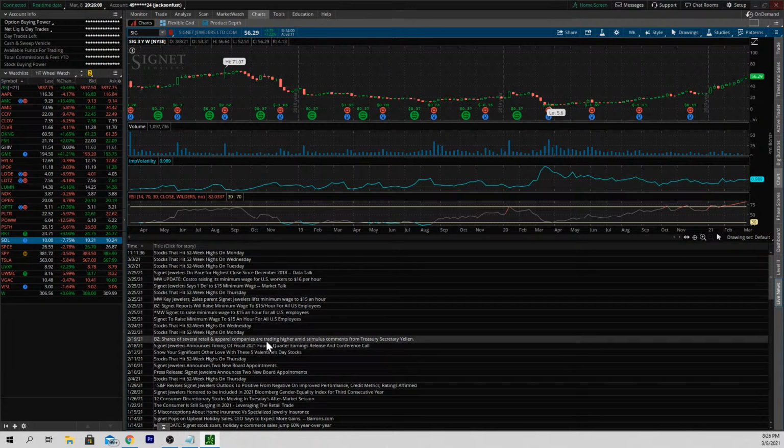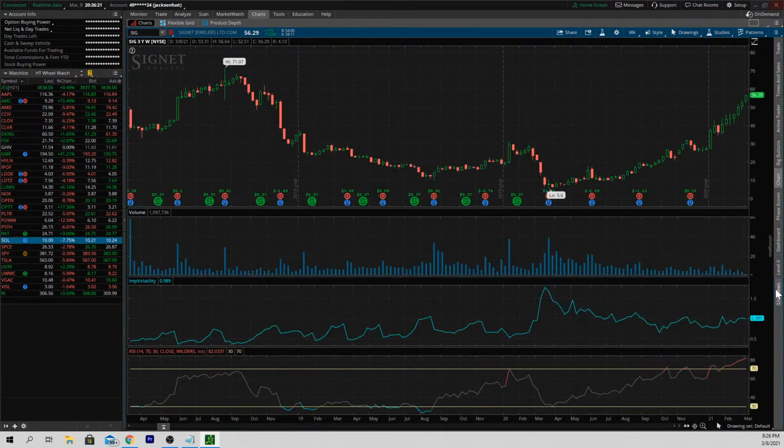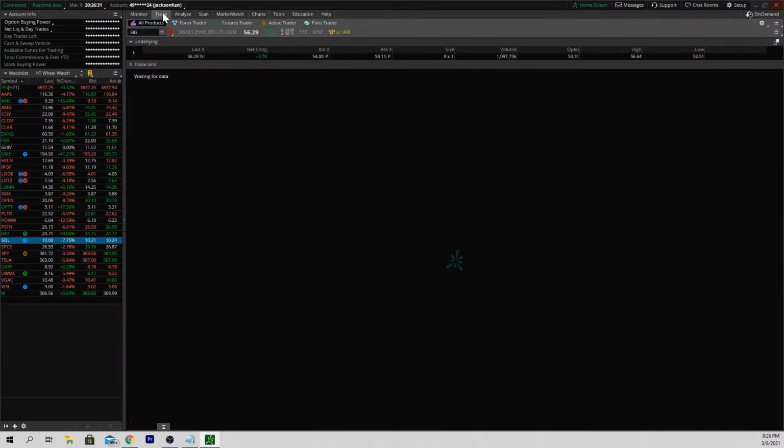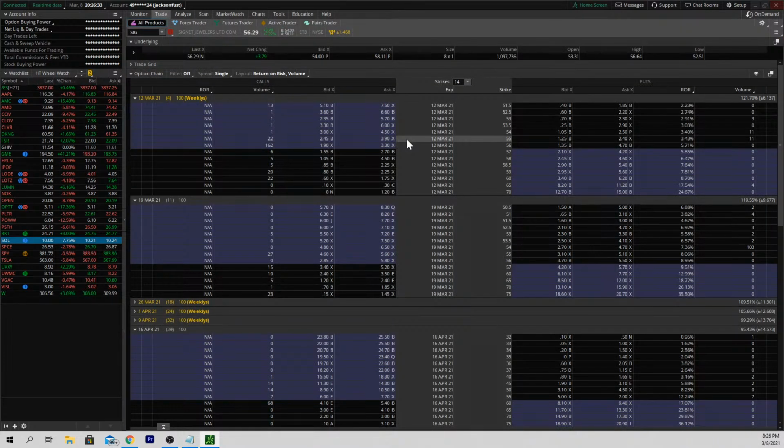And I guess here's something interesting from February 19th: shares of several retail and apparel companies are trading higher amid stimulus comments. But again, just from an RSI and chart analysis, this is one I don't think has too much more room to run in the short term, at least. If this is something you're bullish on, it might be a good idea to let it breathe a bit. But nevertheless, we'll keep moving on to the option chain.